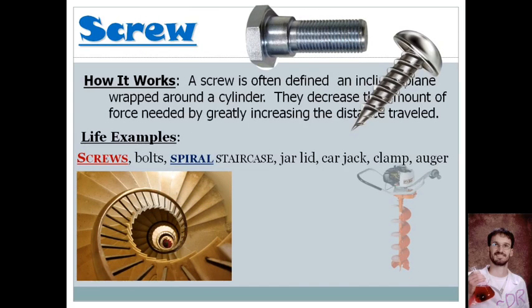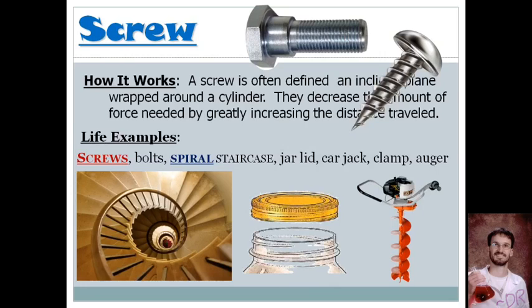So real-life examples of screws are, hey, screws. Imagine that. And you can see how it is this spiraled kind of ramp that goes around a cylinder as it goes up. Bolts are the same way. It's how we attach lids to things. This is an auger. We use it to dig holes in the ground, and spiral staircases.